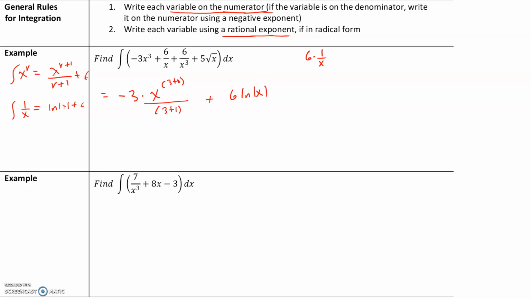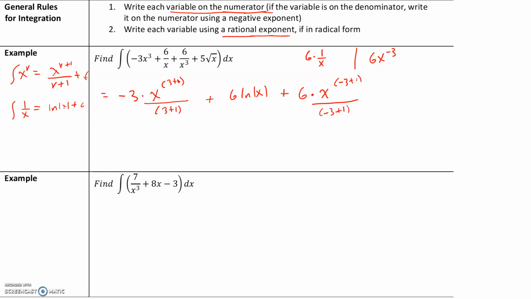The 6 over x to the third power, we're going to rewrite this as 6x to the negative third. Remember that we have to rewrite everything with a variable on the numerator. So that's 6x to the negative third. If I take the antiderivative of that, then by the formula, again, this is x to the r power, then it's x to the r plus 1. So we're going to have our constant 6 times x to the negative 3 plus 1, that's your r plus 1, divided by negative 3 plus 1.